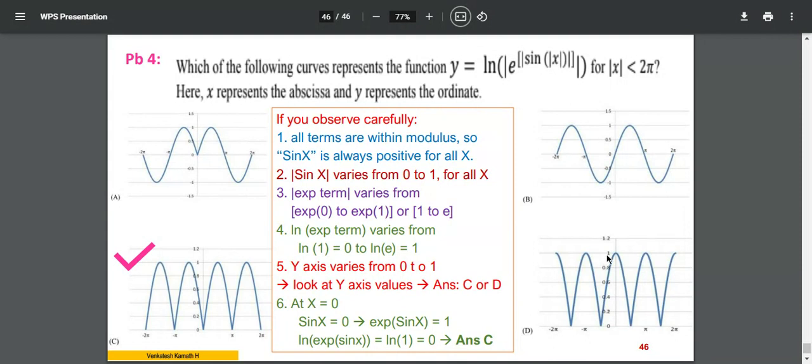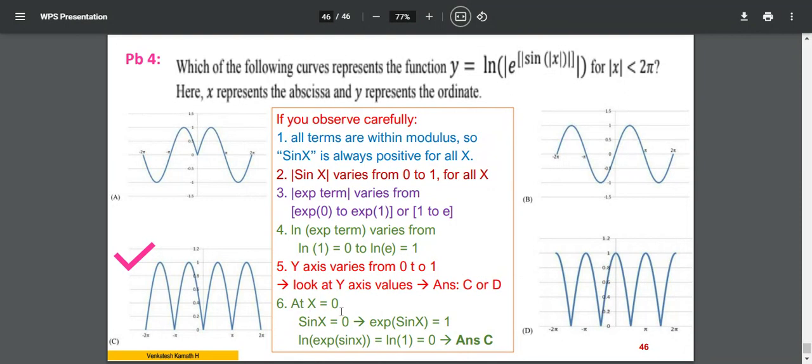But one major difference I observe is that it is intersecting at 0 here. The y-axis value is 0 at x is equal to 0. And the y-axis value is 1 here, at x is equal to 0. So that means at x is equal to 0, if I am able to solve this equation, I'll be able to get the solution.